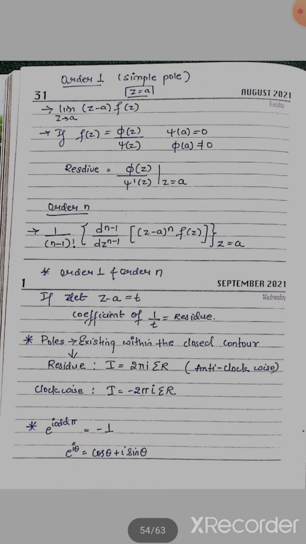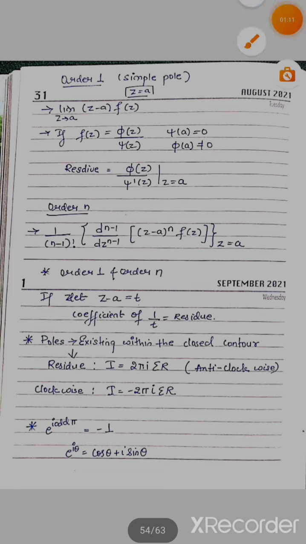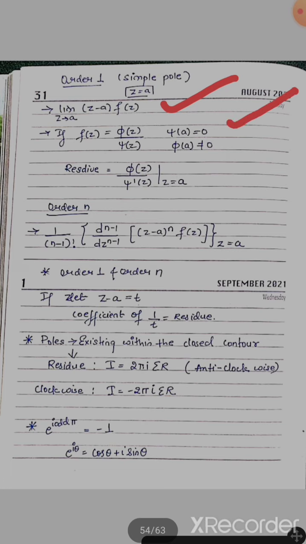So we represent it as the limit of z tends to a, the pole which we found, of z minus a into f of z. If f of z is phi of z by xi of z, then xi of a is equal to 0 and phi of a is not equal to 0. To find its residue, it is phi of z divided by xi dash of z, the differentiation of xi, where z is equal to a. You will better understand when you solve the problems.